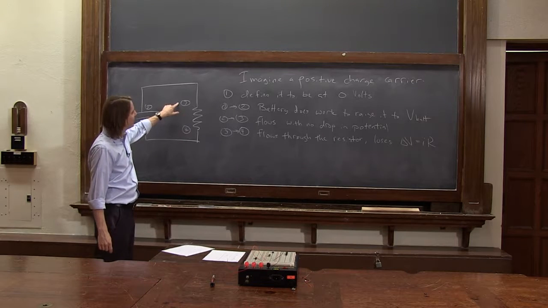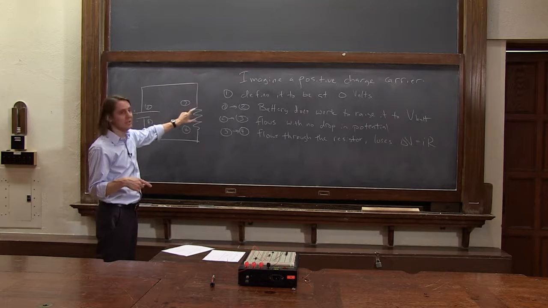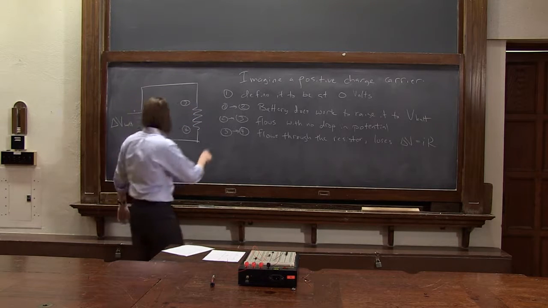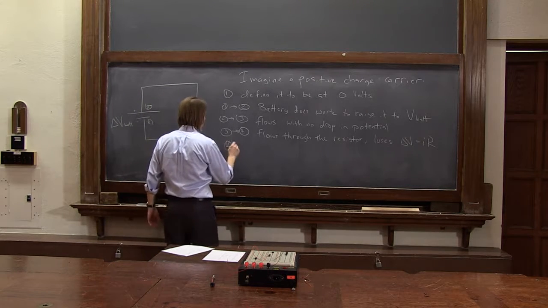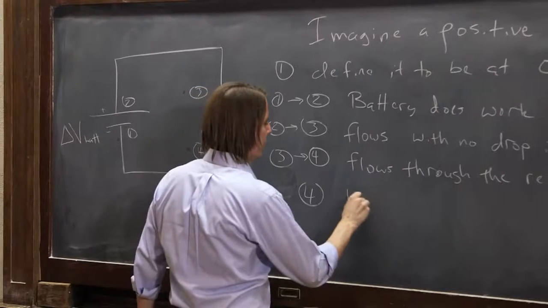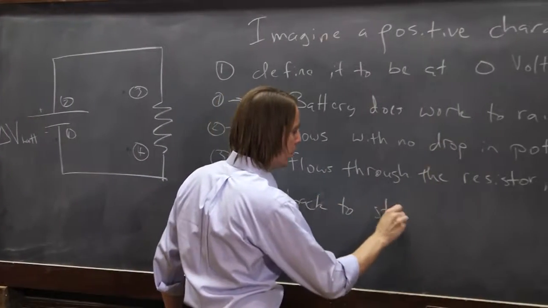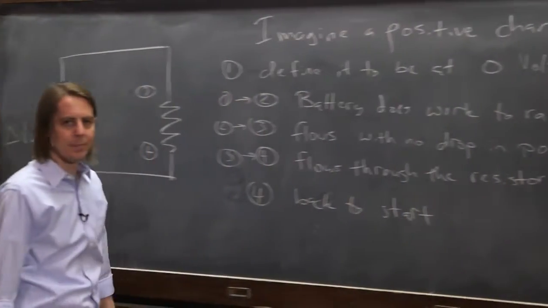It goes from a high potential to a low potential. And we thought a little bit about where does that energy go? It goes into heating the resistor. And then at 4, it sits at 4, and it's back where it started. Okay?